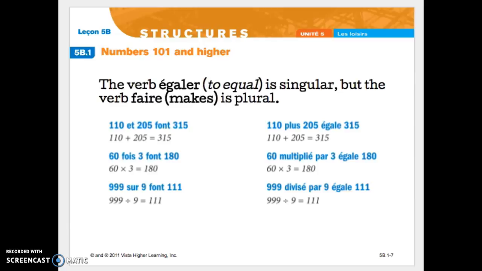Égal, to equal, is singular, but the verb faire makes it plural. The font is informal math, and the égal is more formal. So if you're using the more formal mathematical terms from the previous slide, you would be using égal. If you're using the informal ones, you would be using the word font. Sometimes even in English you say 3 times 3 makes 9. So that is consistent.